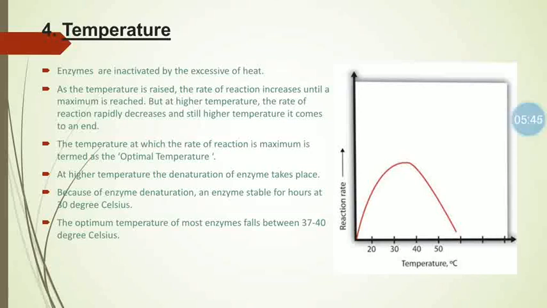Because of enzyme denaturation, an enzyme is stable for weeks at 0 degrees centigrade, for days at 10 degrees centigrade, for hours at 30 degrees centigrade, but for fractions of seconds at 70 degrees centigrade. Usually the rate of reaction rises up to 40 degrees centigrade and starts declining from 40 degrees centigrade. The optimum temperature of most enzymes falls between 37 and 40 degrees centigrade, but a few enzymes continue to be active above 60 degrees centigrade also.